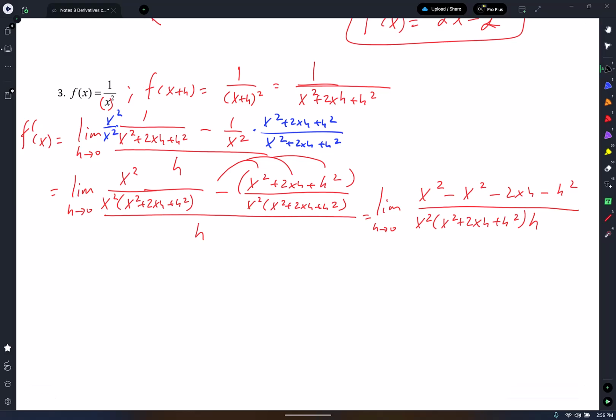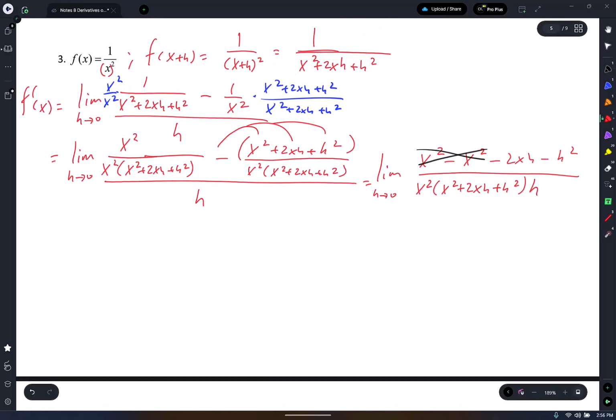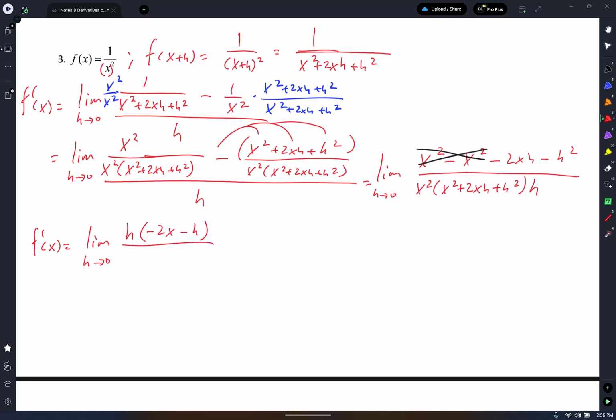The x squareds zero out. Bam. I can factor out an h. So here's what I have. F prime of x equals limit as h approaches 0. Factor out an h. Negative 2x minus h, all over that again. The h's cancel out.